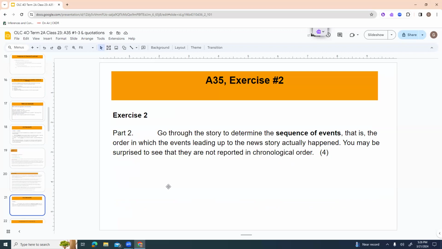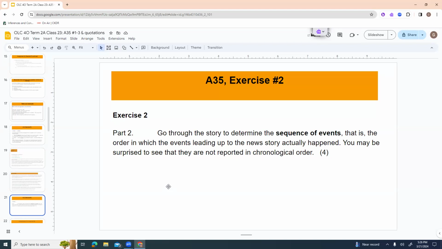It says, go through the story to determine the sequence of events. That is the order in which the events leading up to the news story actually happened. And you may be surprised to see they're not reported in chronological order. Often when we summarize an event, we put things in chronological order and say this happened first and then this happened next. But remember that news reports don't follow that kind of chronological format.